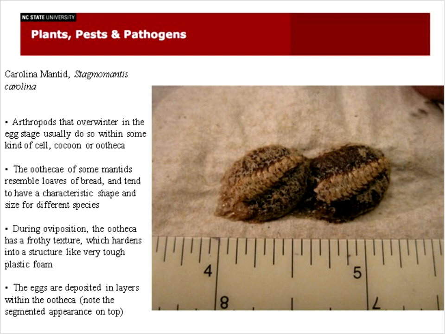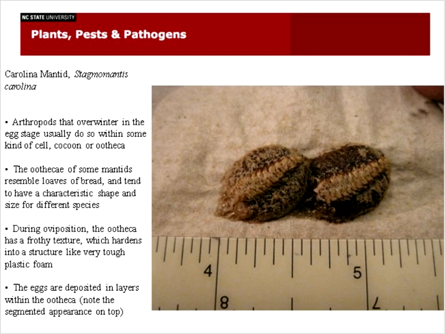Those insects which overwinter as eggs usually do so in some kind of cell, either a cocoon, or in this case, an ootheca. And the ootheca of mantids often resemble small loaves of bread or some other kind of pastry like this. For those species which are native to North Carolina, the size and shape of the ootheca is distinctive enough that we can tell the different species apart just based on that. During oviposition, the ootheca has a frothy texture which will harden into a very tough material. Even trying to cut it with a razor blade is surprisingly difficult.